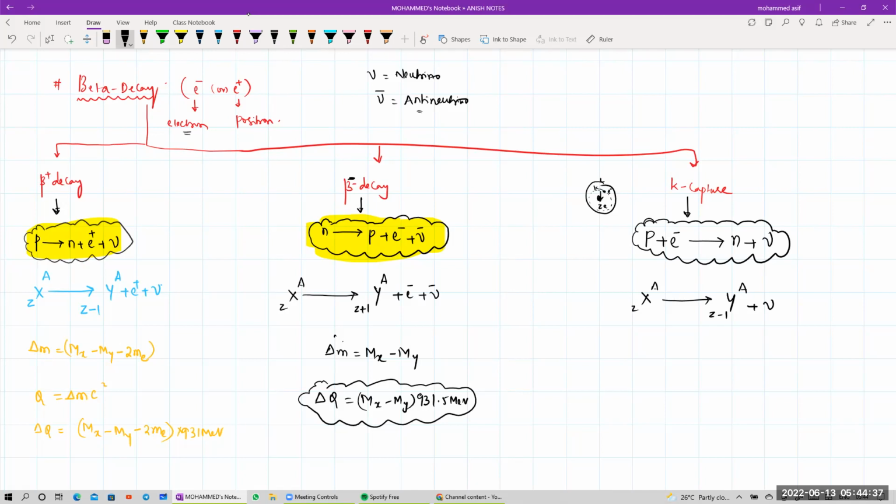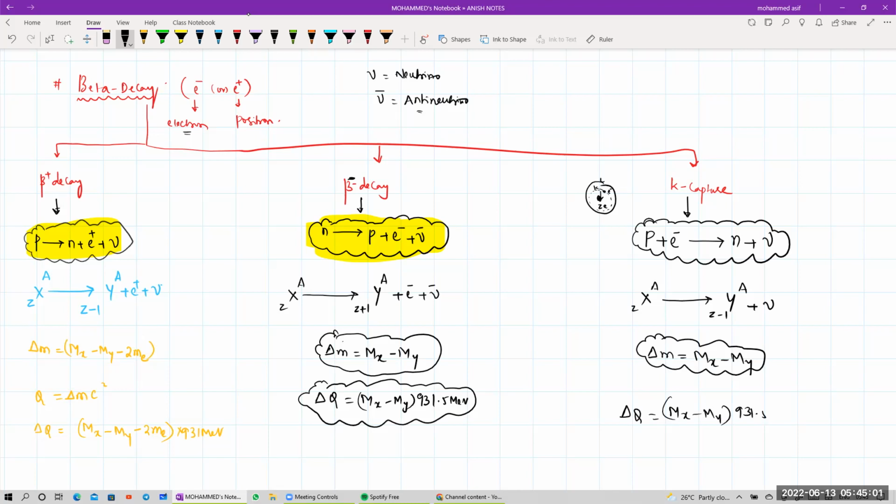So how do you write the mass defect for this one? Delta M will be equal to again Mx minus My. Again, if this is in AMU, you just multiply with 931.5. So the energy liberated is delta Q equals delta M, which is Mx minus My, into 931.5 MeV. This is the way we write the beta plus, beta minus, and K capture. I'm sure we will get one question based on this.